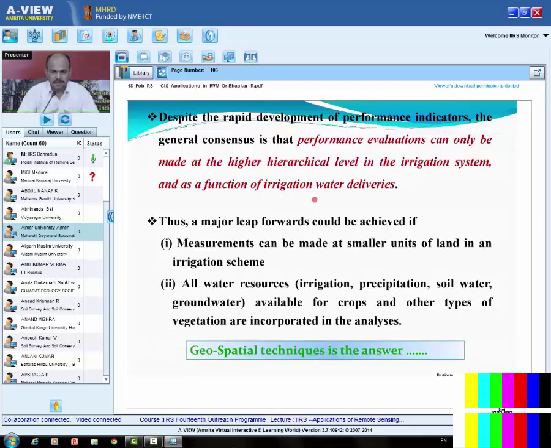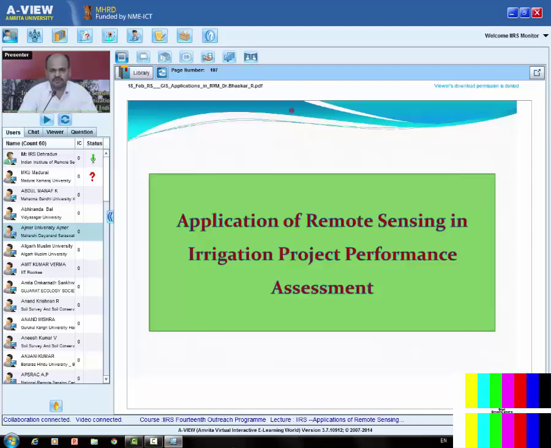But it always happens that if there are 4, 6 or more components in the project, 2 or 3 components will perform well, whereas only 1 or 2 components are not performing better. That's why your overall performance is coming down. So I have to first identify which are those components that I should focus on to improve my performance.